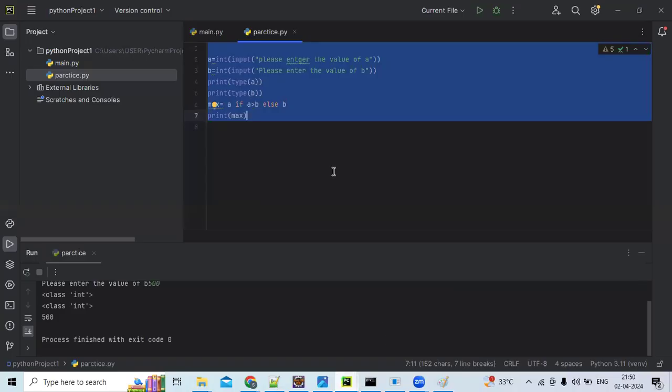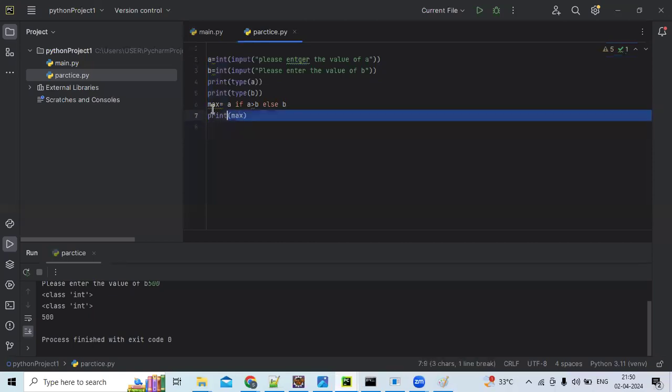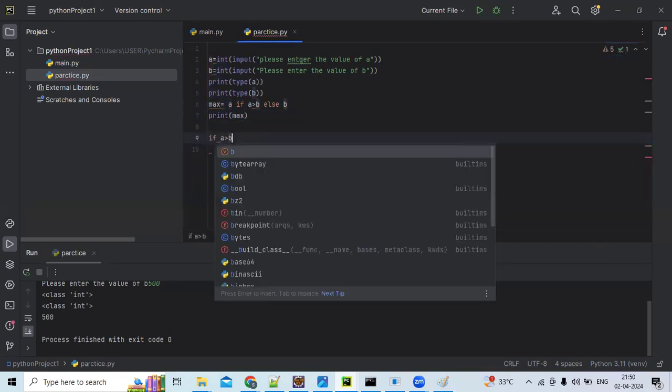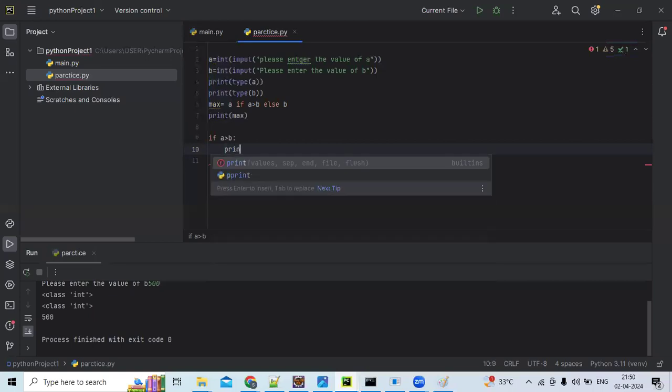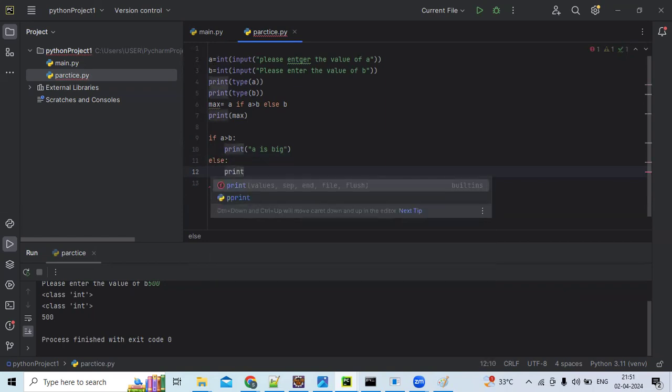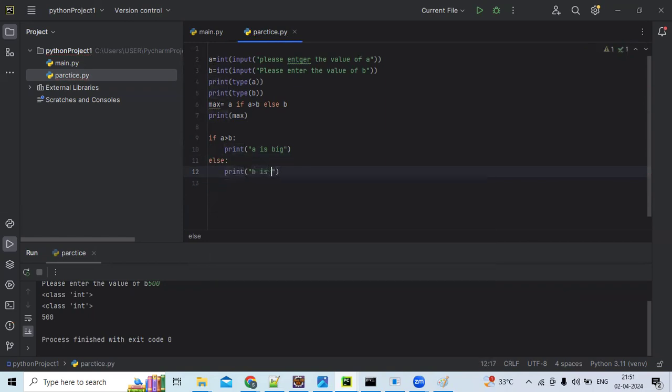Let us try to keep that. See, it will be a bit confusing. We'll try the same thing here first. If A greater than B, print A is big. Guys, this is using if else. Else, see, guys, I'm just using colon and hitting enter. Print B is big. Am I correct? Okay, guys.